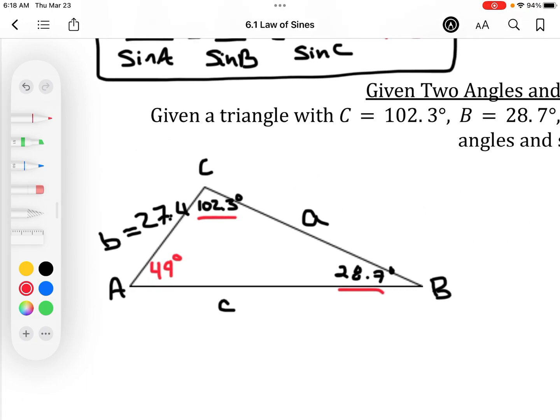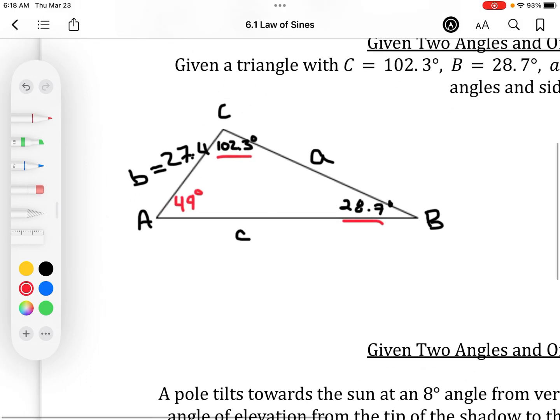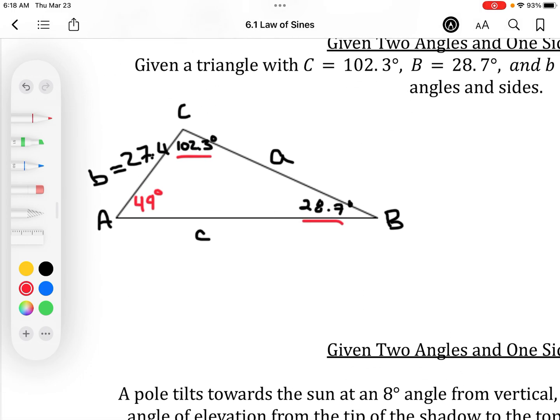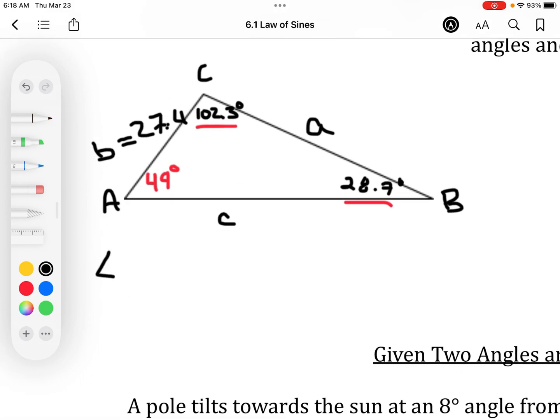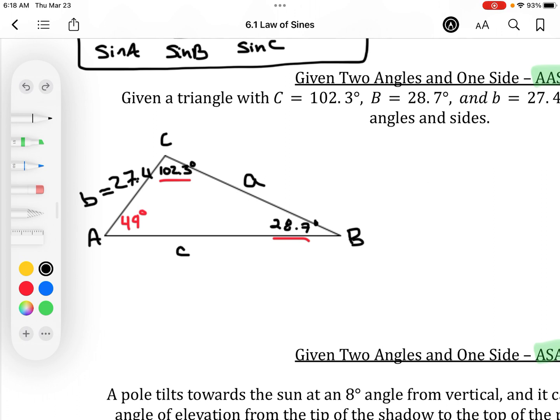If we add up the two angles that we have and subtract from 180, we get 49 degrees. So we've got one thing: angle A is 49 degrees. Now the only things we have left are two side lengths. We need to find the side length A, and we need to find the side length C.